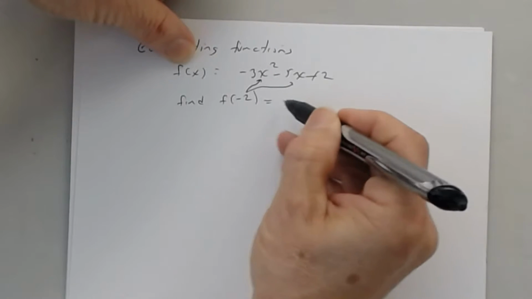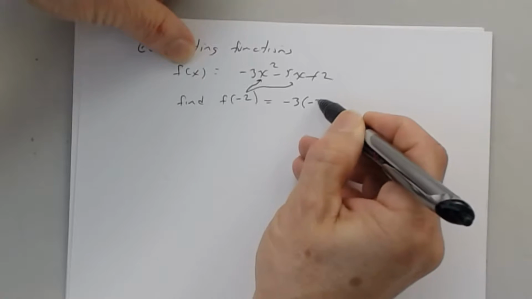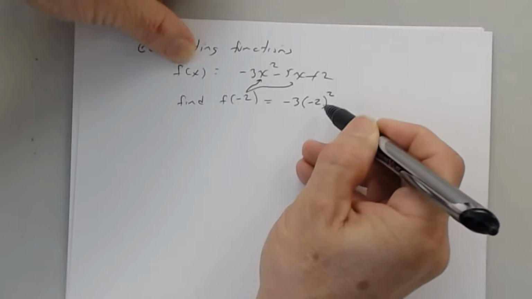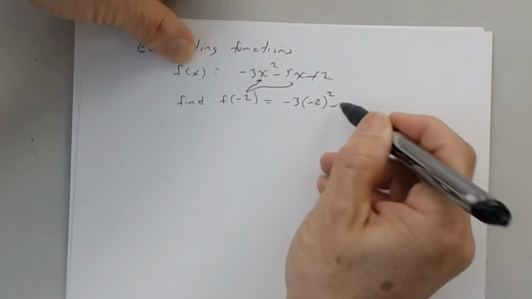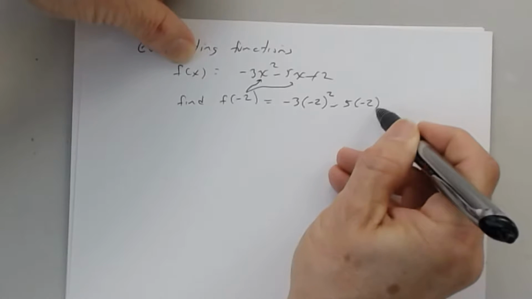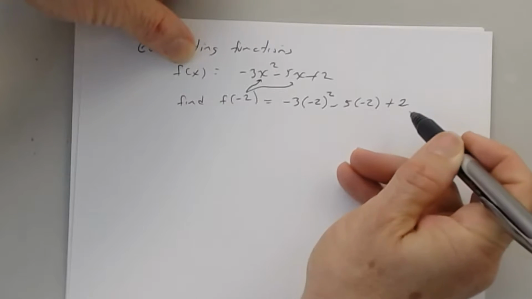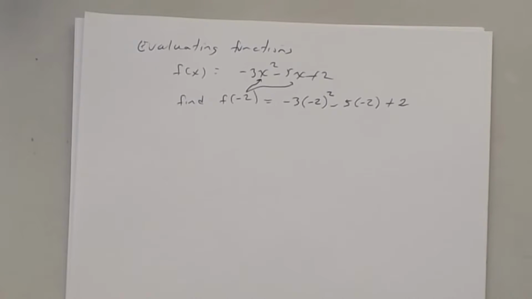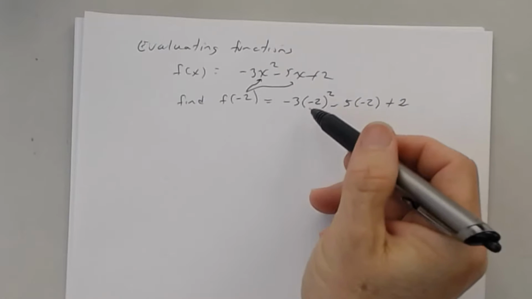So f of negative 2 will be negative 3 times negative 2 squared. Make sure you use parentheses. Minus 5 times negative 2, and then plus 2. All right, and then we use the order of operations. Remember, please excuse my dear Aunt Sally. I do have parentheses, but there's nothing you can do inside the parentheses. It's just a number, negative 2, in each case. So then we go to exponents. Do I have any exponents to deal with? Yes. So I do negative 2 squared first.